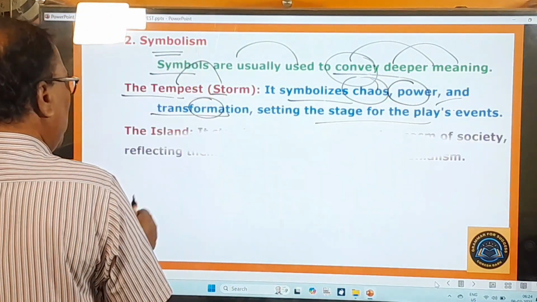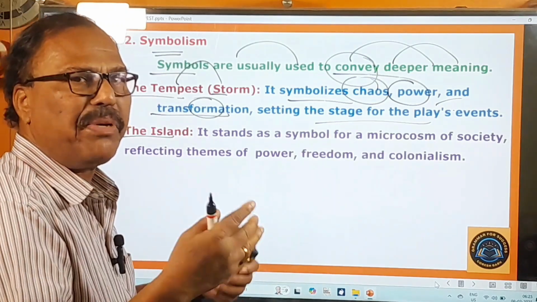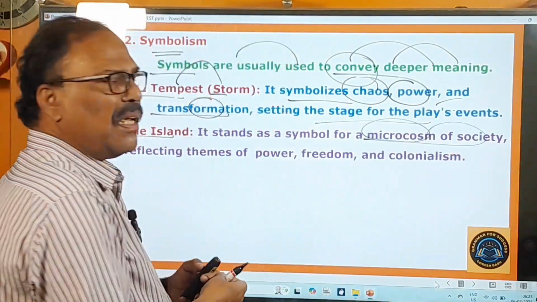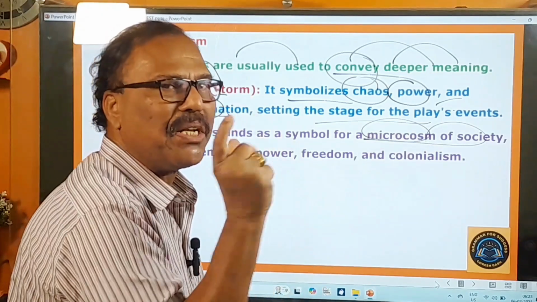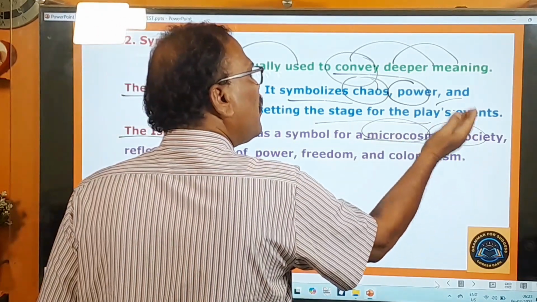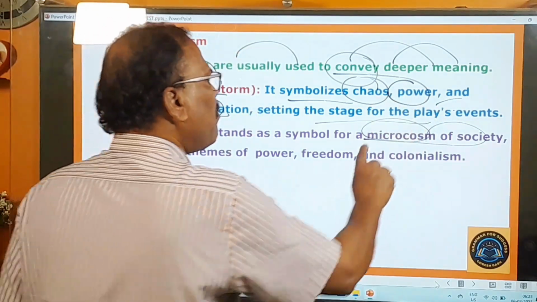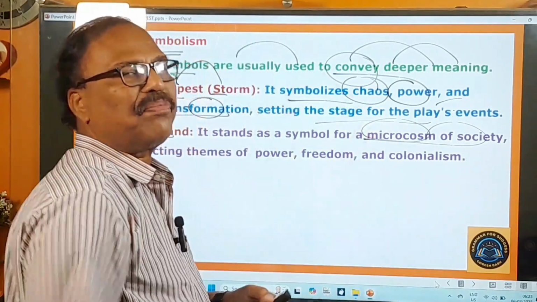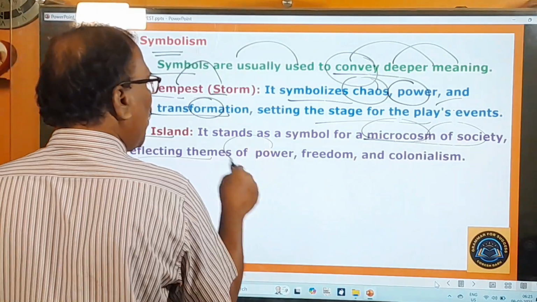Okay, and the next symbol used in this drama is the island. The island itself stands as a big symbol. A symbol for what? A symbol for microcosm of society. It is a mini microcosm, means a mini world. A small world is called a microcosm. What is this? A microcosm of society. So you can find all kinds of people in the society. So it's a microcosm of society. That is the meaning. A microcosm of society, reflecting themes of power.